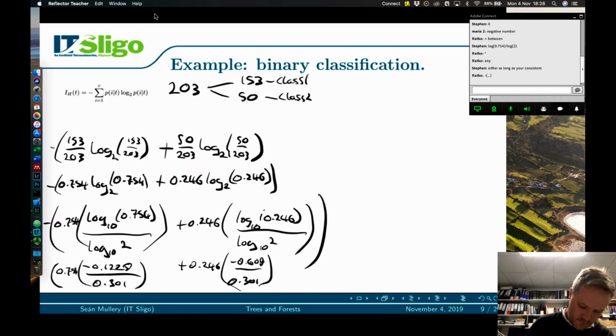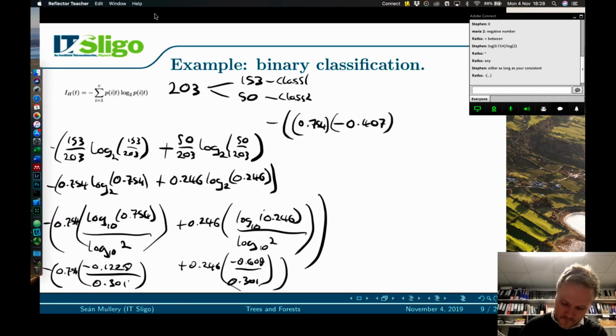...0.754 and minus outside of it all. Okay, so this number here down there, I got minus 0.407, and we're going to multiply that by 0.754, and we're going to add to that 0.246 by, what should I get for this, minus 2.023.